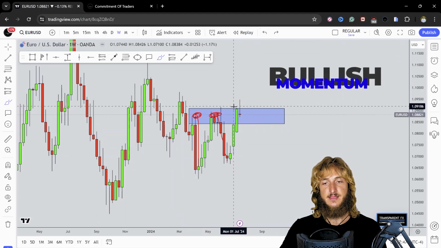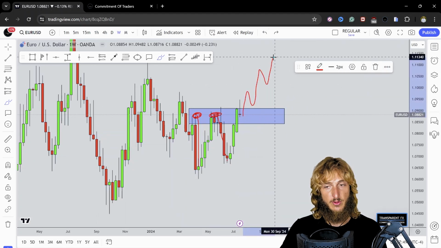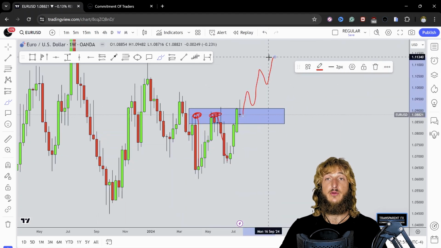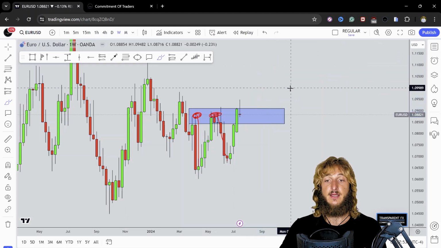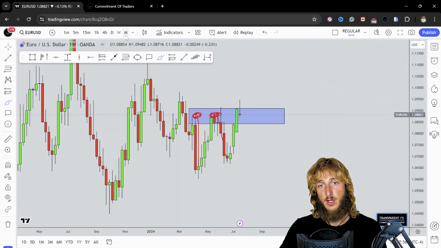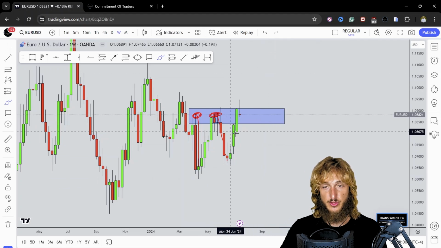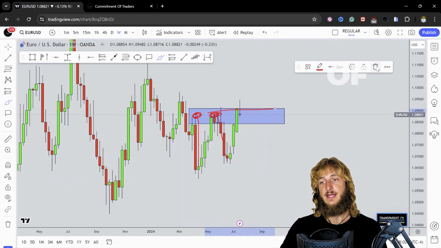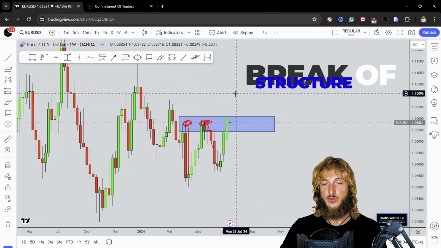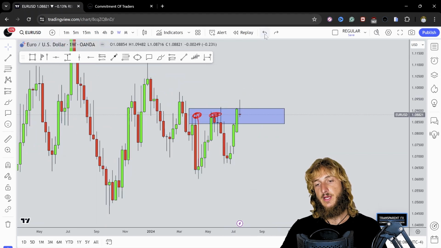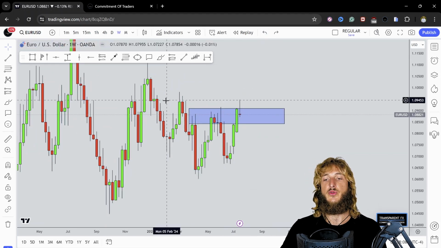So this is the area that the market needs to break to the upside if it wants to continue creating the push to the upside that it is likely to create from a monthly standpoint, considering that it is rejecting that monthly support. So in my opinion, this is the zone that the market needs to break in order to continue higher from a weekly standpoint here on EURUSD.